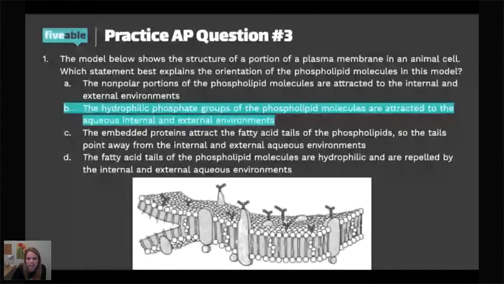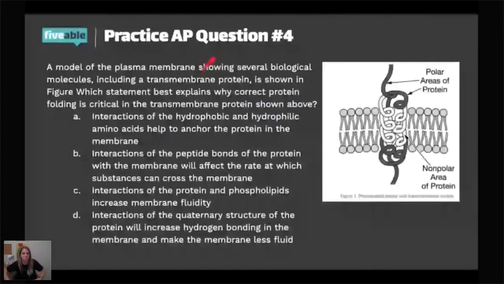Let's take a look at the last multiple choice question. All right. A model of the plasma membrane showing several biological molecules, including a transmembrane protein, is shown in the figure. Which statement best explains why correct protein folding is critical in the transmembrane protein shown below? All right, y'all. This is bringing it back to the last unit. Why does the protein have to fold properly for this to work?